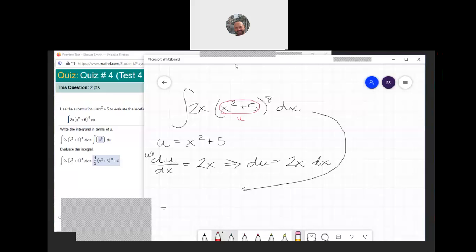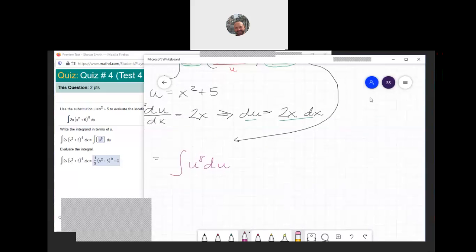And then let me put it in, let's do green. It's Christmas. 2x times dx. 2x times dx is du. This is du. So this entire integral is now in terms of u, the integral of u to the 8th du. That's really easy, right? To find the antiderivative of u to the 8th. The antiderivative of u to the 8th is u to the 9th over 9.